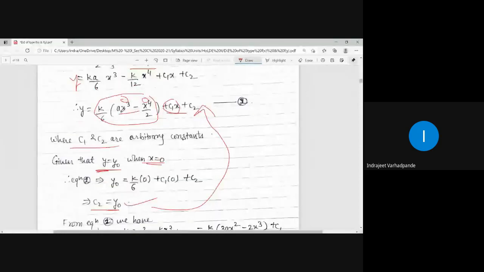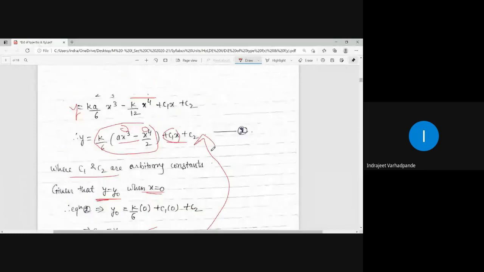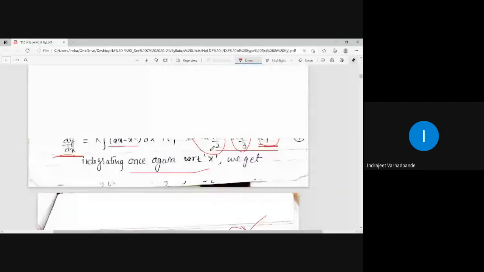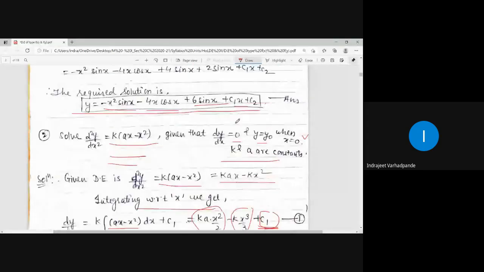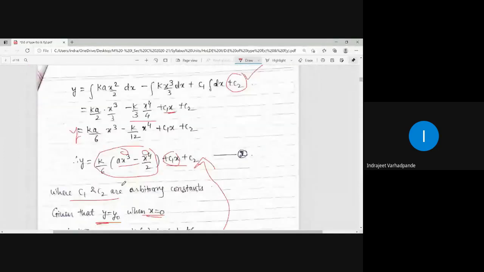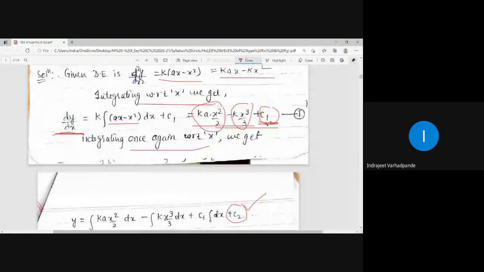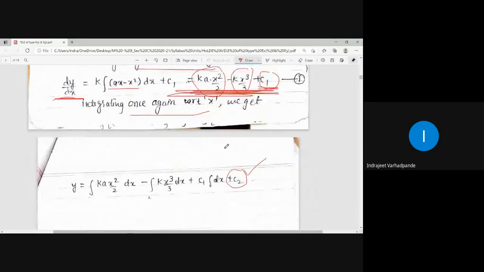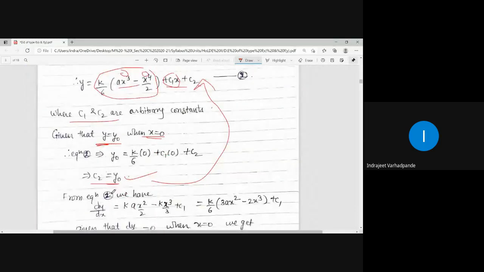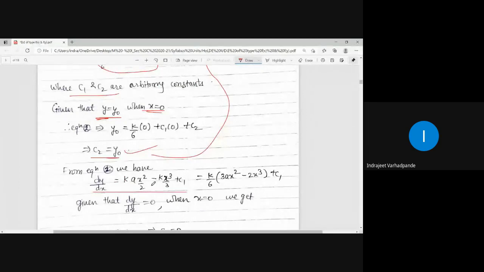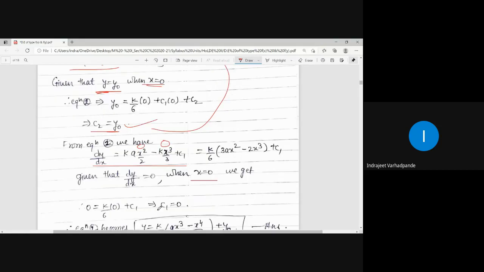The other condition provided in the question is dy by dx is also equal to 0. Already we have the step of dy by dx. From that we calculate the value of c1. So in the step of dy by dx, I put the value of x as 0, and dy by dx is also 0. I get the answer for c1 as 0.